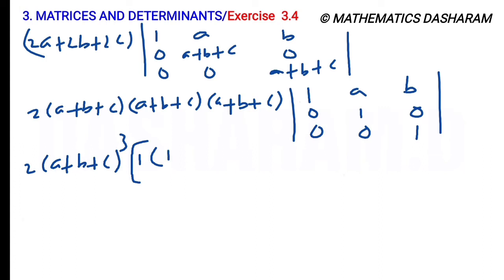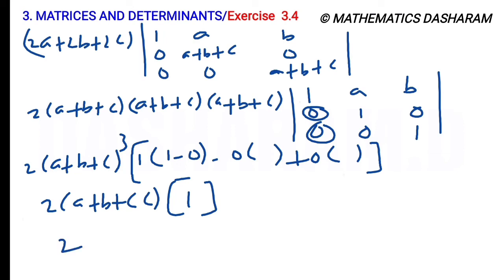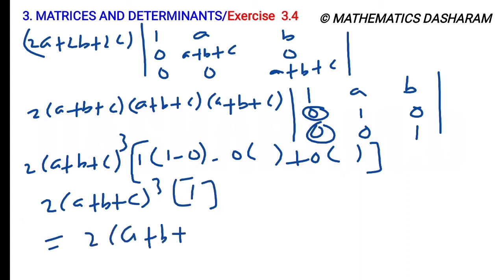So 1 into 1 is 1 minus 0. Next, the second element is 0. Next, the third element is 0. So it is equal to 2 bracket of A plus B plus C. The bracket value is only 1. So its answer is 2 bracket of A plus B plus C whole cube.